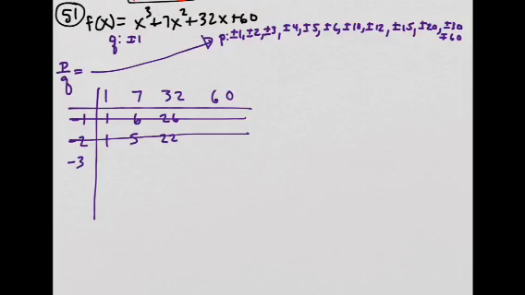Negative 3. Bring down the 1. 1 times negative 3, plus 7 is 4. 4 times negative 3 is negative 12, plus 30 is 20. 20 times negative 3 is negative 60, plus 60 is 0, finally. Okay, so we found a 0.